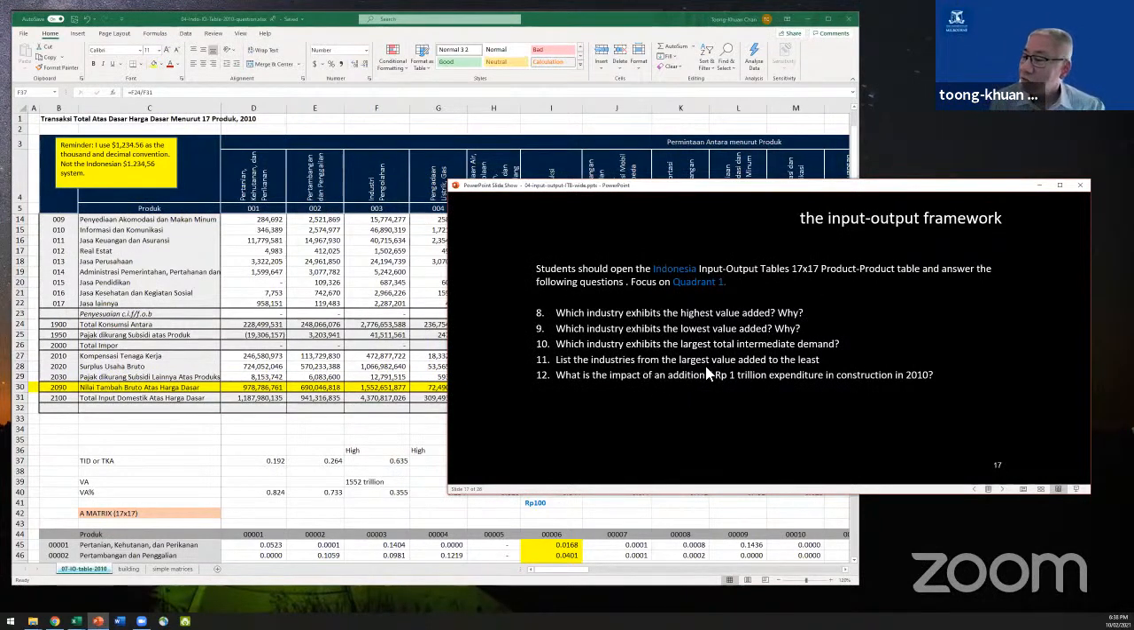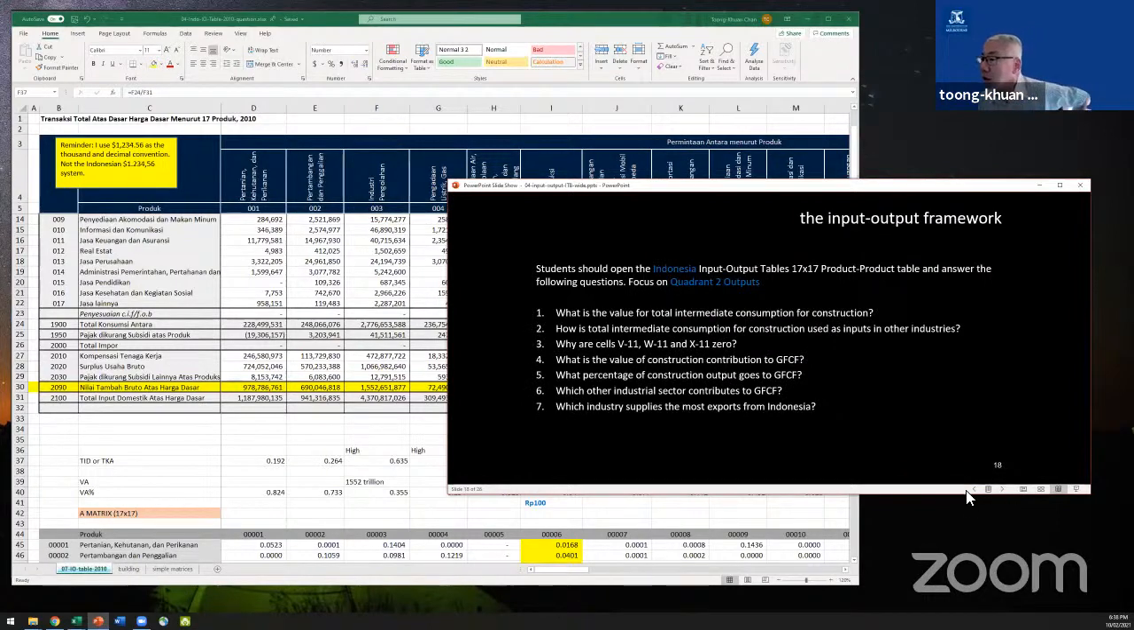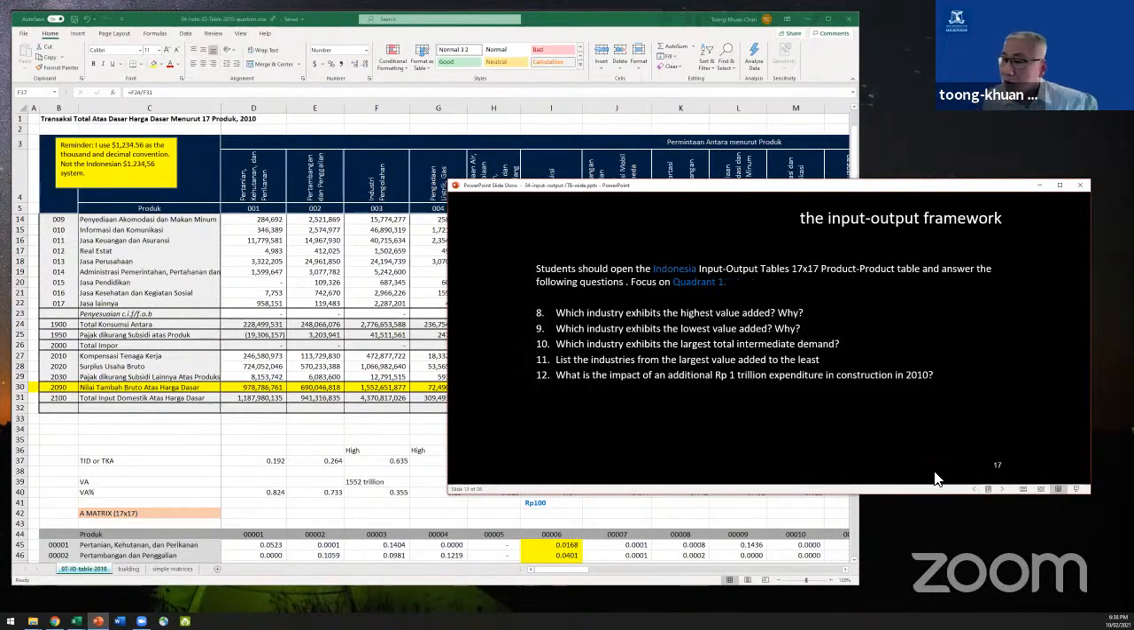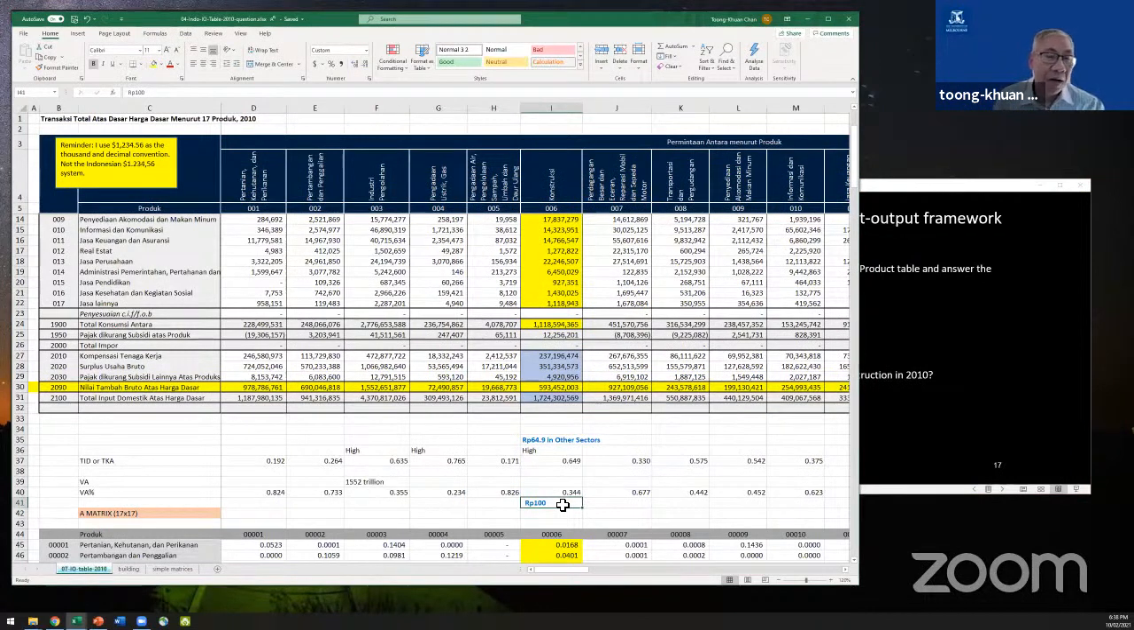So list the industries from the largest value add to the least. I think you can do this yourself. So what is the impact of an additional 1 trillion expenditure in construction in 2010? I've already given you a demonstration over here. So 100 rupiah additional expenditure in construction will generate 64.9 in other sectors of the Indonesian economy.